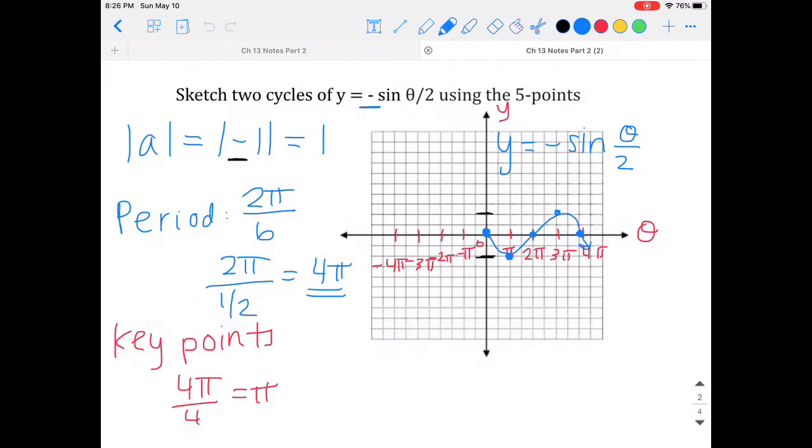And on the left side of our graph, to keep this sine curve, we're going to go from 0 to the maximum, back to 0, to the minimum, back to 0, and we can sketch this cycle. So those are 2 full cycles of y equals negative sine theta over 2 using our 5 key points.